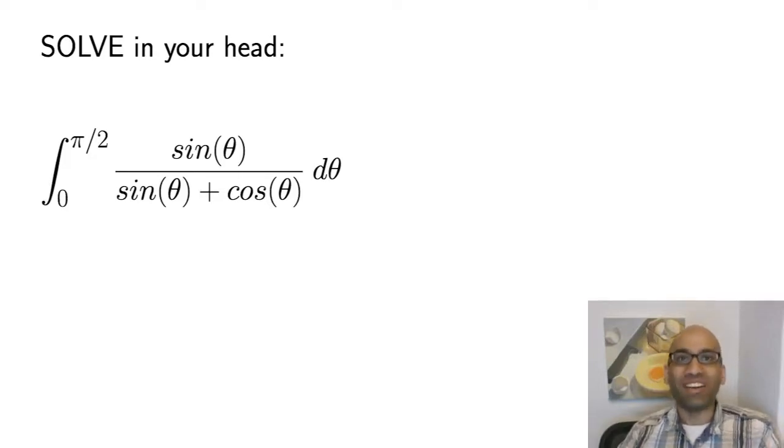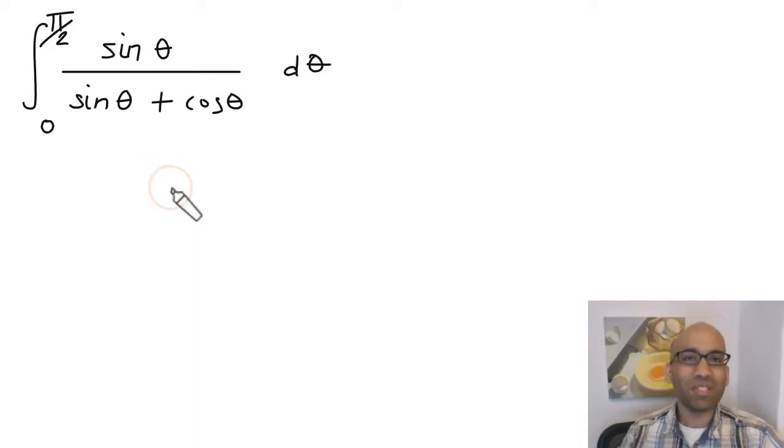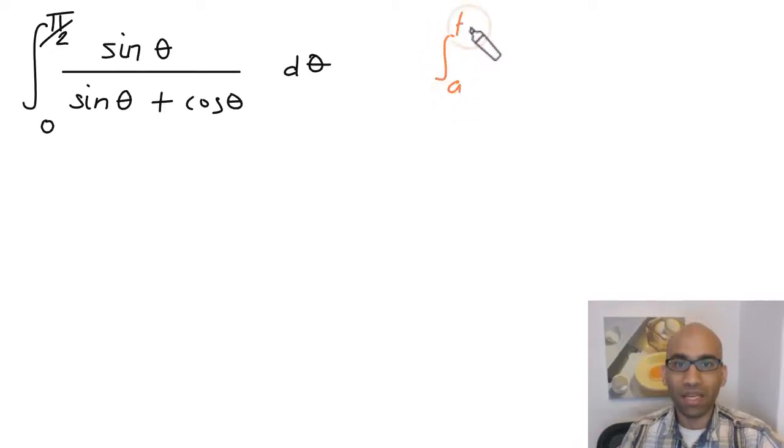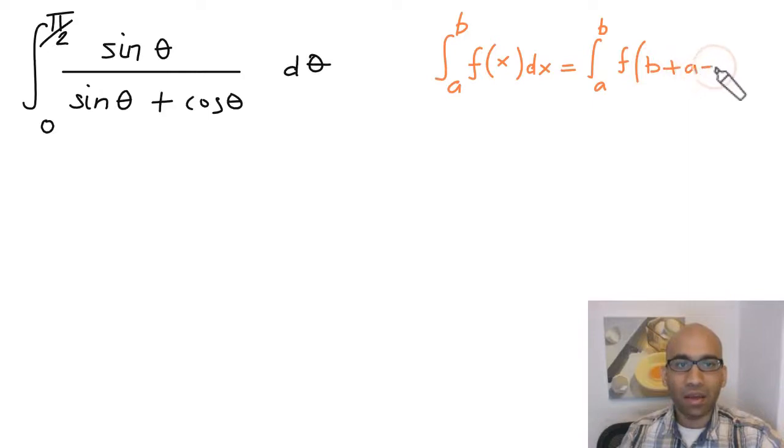So let's get started. To integrate this function, we're going to use a specific rule called the King's rule, and this is what the rule says. If you're integrating from a to b f of x dx, you can rewrite this as the integral from a to b of f of b plus a minus x dx. And this is a very useful property that we're going to use right now.